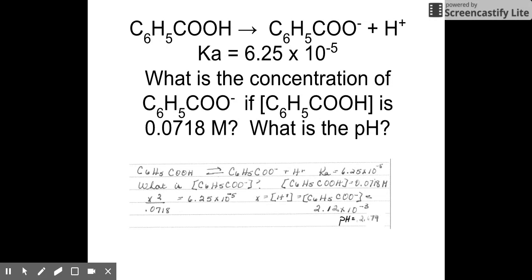Now remember, what are we letting X represent? X is the concentration of the hydrogen ions. So once we solve for X, we just take the negative log of it, and that gives us the pH.